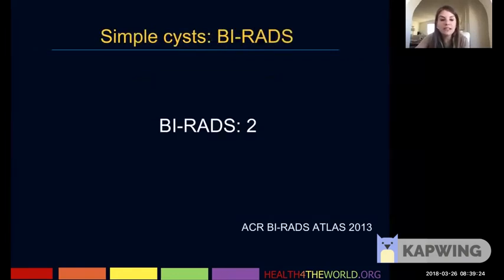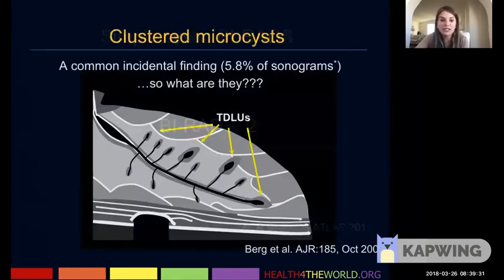So simple cysts, something we should all be very familiar with. These are very commonly seen. They are a benign finding and a BI-RADS 2 lesion.